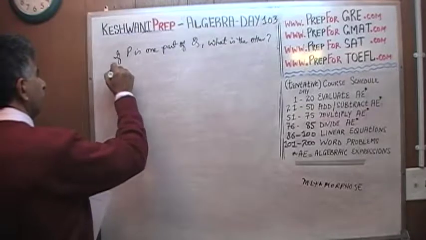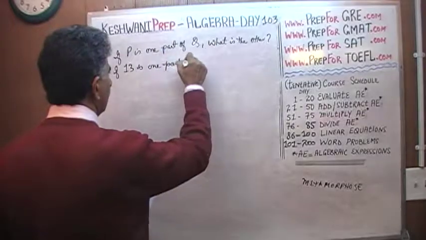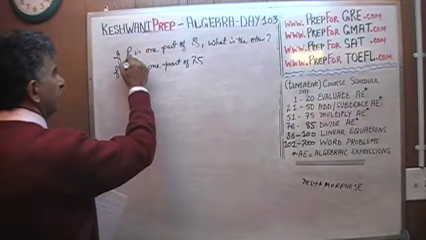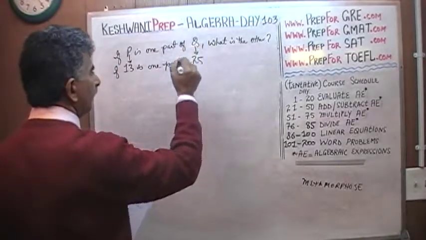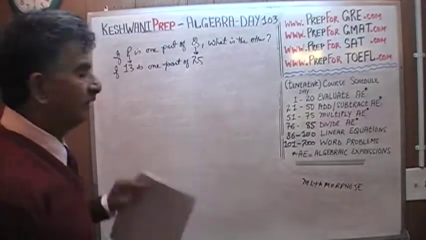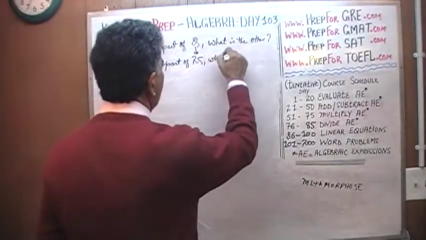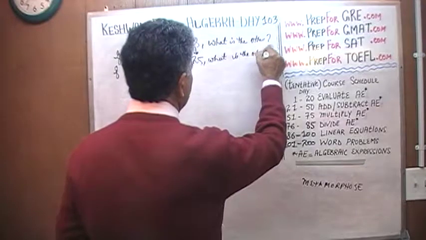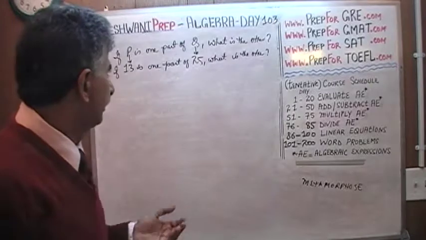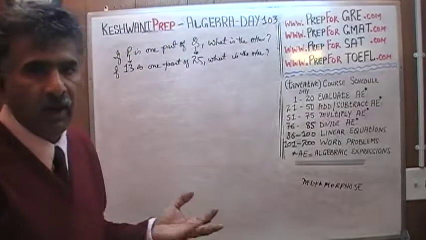If 13 is one part of 25, so what we're doing is we're plugging in 13 for P, and we're plugging in 25 for Q. In other words, we're pretending that Q is 25 and P is 13. And now the question reads, if 13 is one part of 25, what is the other? All of a sudden, this algebra problem turns into a very simple arithmetic question. It's just 12. The answer is very obvious now.